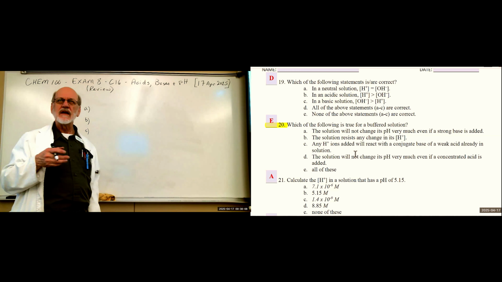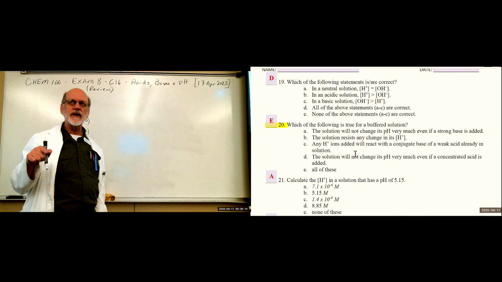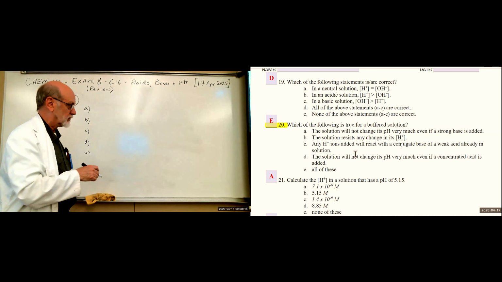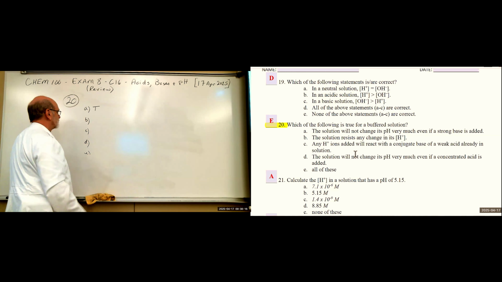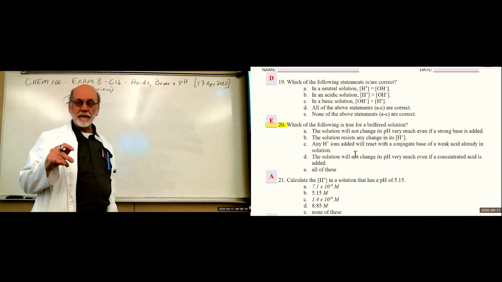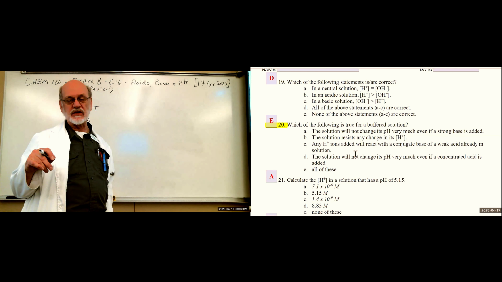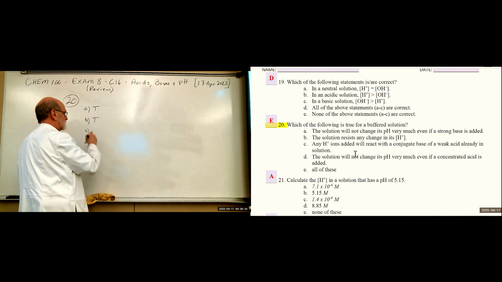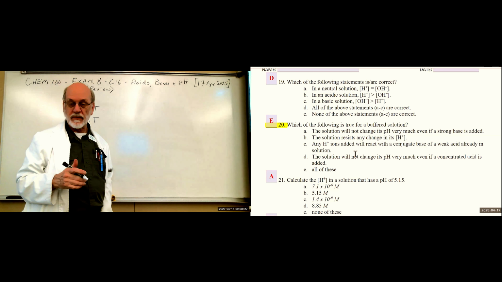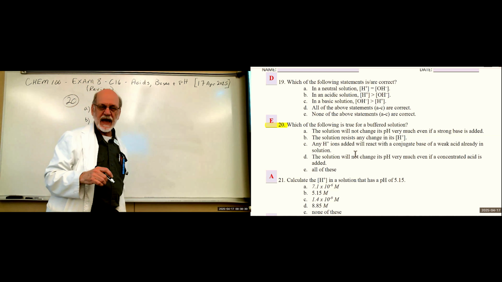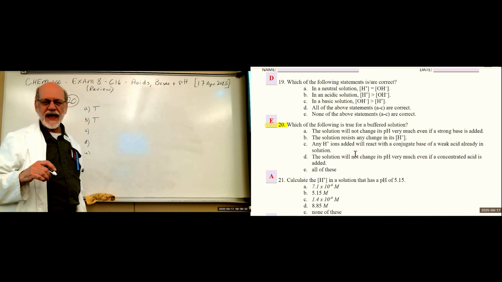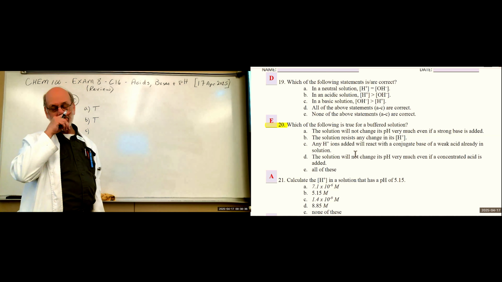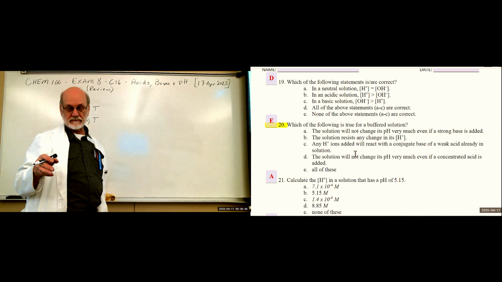The first one says the solution will not change its pH very much, even if a strong base is added. That is true. B says the solution resists any change in its hydrogen ion concentration. That's also true. That's the definition of a buffer. Any hydrogen ions added will react with the conjugate base of a weak acid already in solution. In most cases, yes.